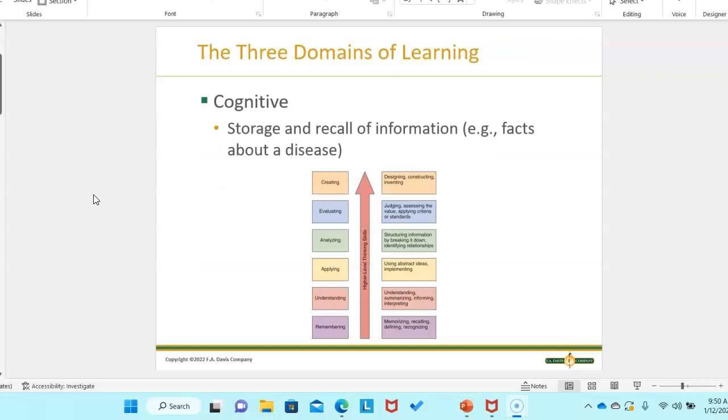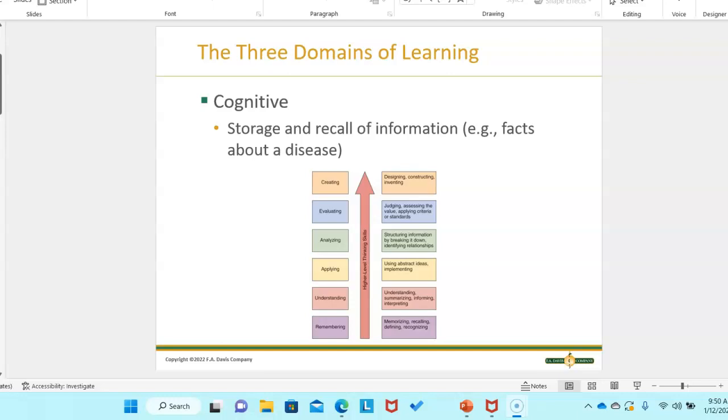The three domains of learning. We have the cognitive, the psychomotor, and the affective. We're going to start with the cognitive. So in the cognitive domain, we store and recall information such as facts about a disease. The cognitive domain ranges from the remembering to the creating.